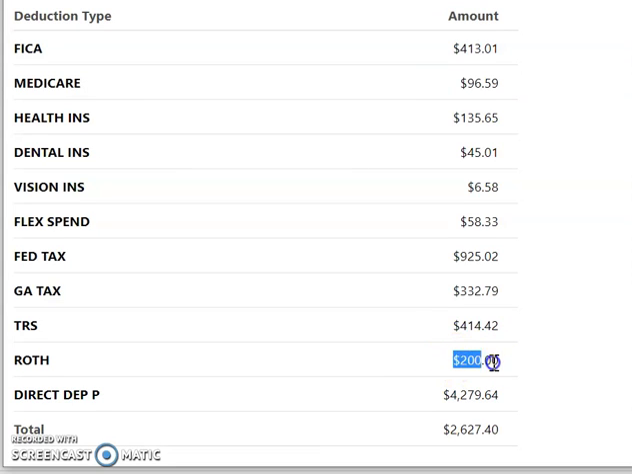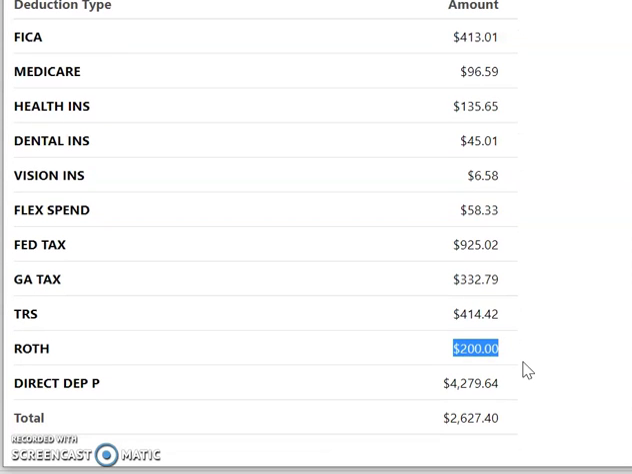Then I have my own retirement account that I manage that's outside of TRS. That's my money personally. I put $200 a month into that for a total amount of deductions of $2,627, right? So that's what gets taken out of my paycheck every month. So what actually goes into my bank account, that's what goes in my bank account. Now you might say, well, $4,200 is still a lot of money, Coach Green.